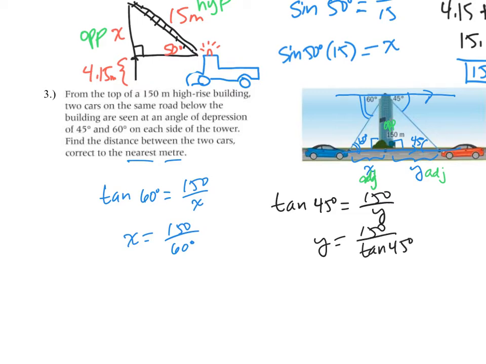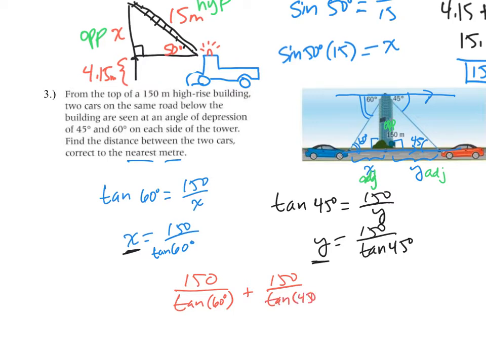Okay, so now to get your answer, we need to add x and y together. So just do all this calculation at one time in your calculator. So we're going to take 150. Oops, I left something out. I bet you thought I was crazy. This is the tangent of a 60-degree angle. I'm sorry about that. So we're going to take 150 divided by the tangent of a 60-degree angle plus 150 divided by the tangent of a 45-degree angle.